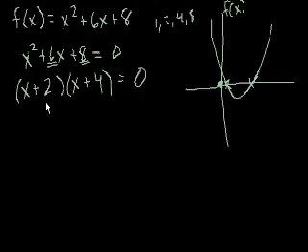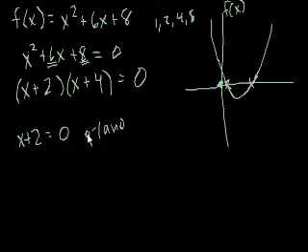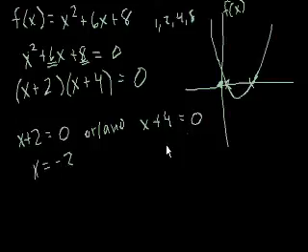Now, if two expressions or two numbers times each other equals 0, that means that one of those two numbers, or both of them, must equal 0. So now we could say that x plus 2 equals 0, and x plus 4 is equal to 0. Well, this is just a very simple equation. We subtract 2 from both sides, and we get x equals negative 2. And here we get x equals minus 4.